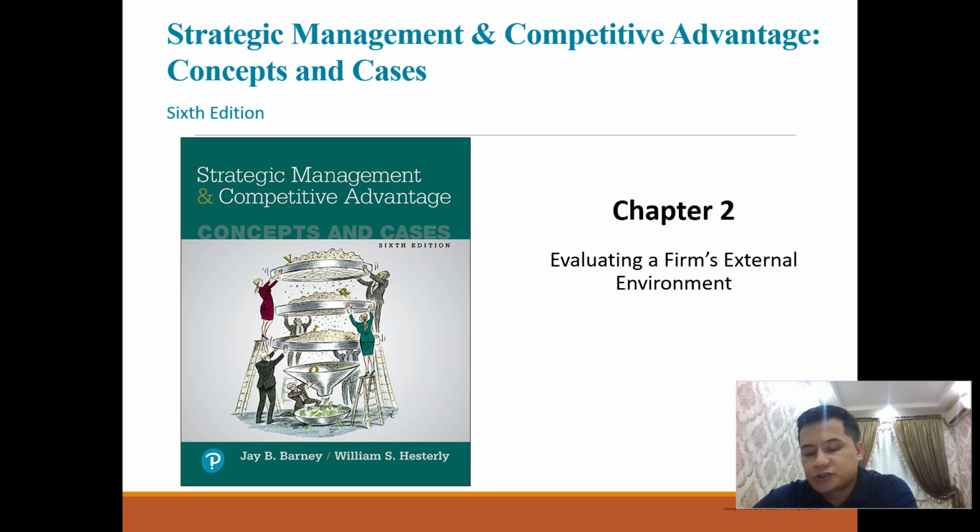So in the first chapter, we covered the strategic management process, right? In this process, you had a mission, objectives, and external and internal analysis. So now we are going to learn about evaluating a firm's external environment, namely the external environment.